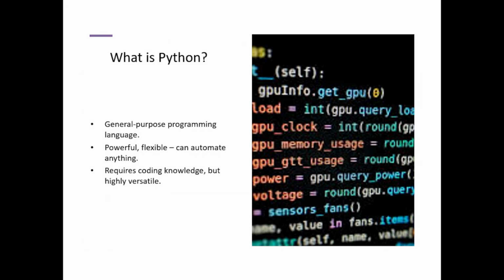Let's start with Python. Python is a general purpose programming language. It's super powerful and you can automate pretty much anything with it. Web scraping, file handling, data processing, APIs, you name it. But yes, it does require some coding knowledge. So it's a great fit for developers, techies, or anyone ready to learn programming skills.